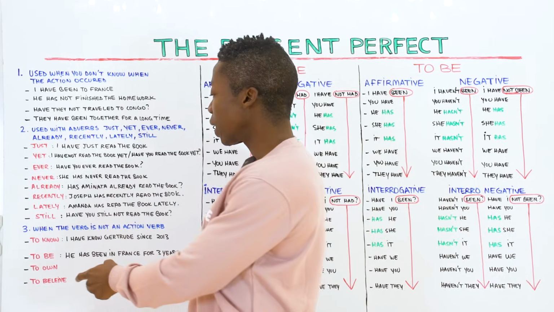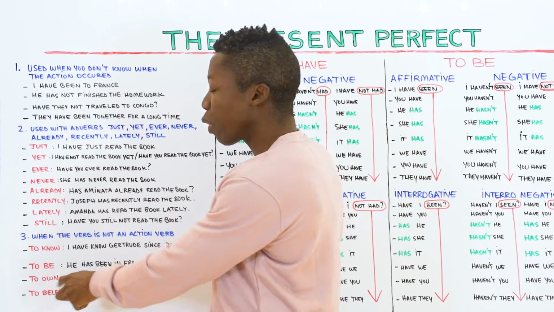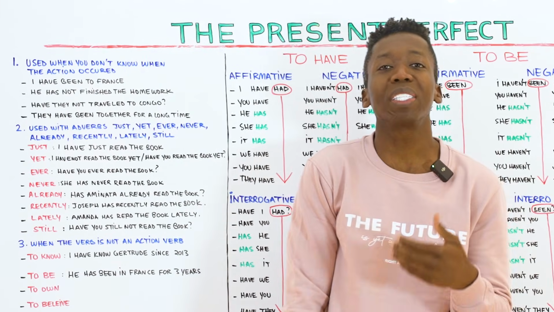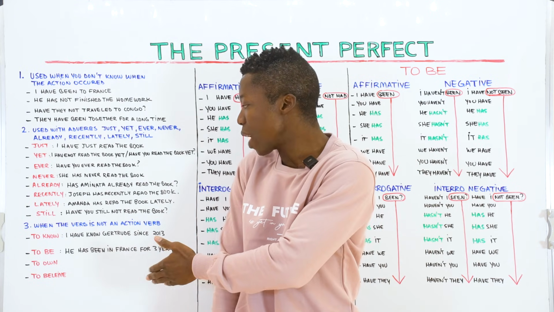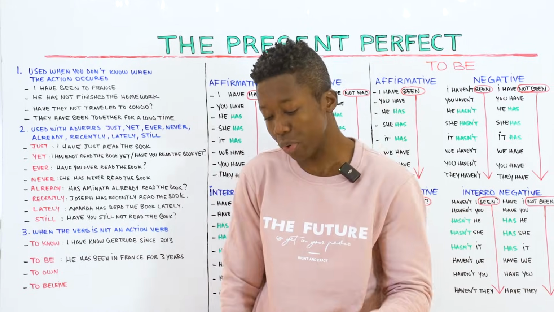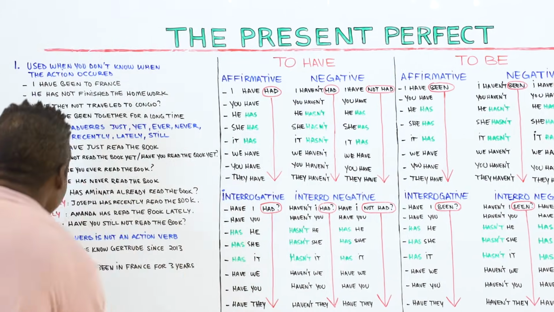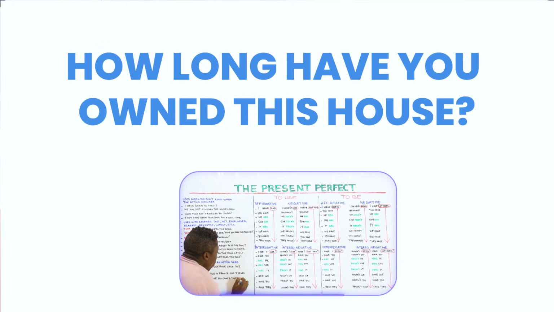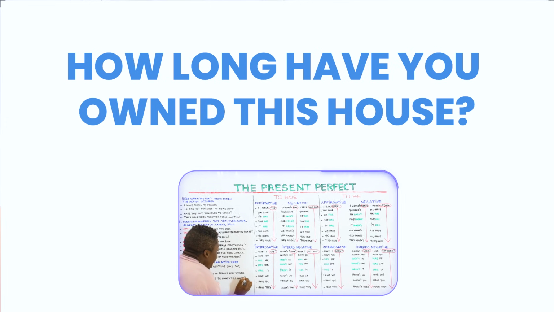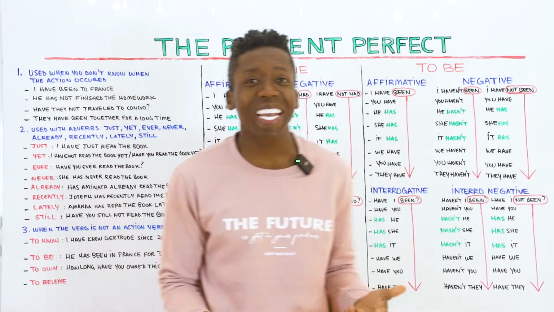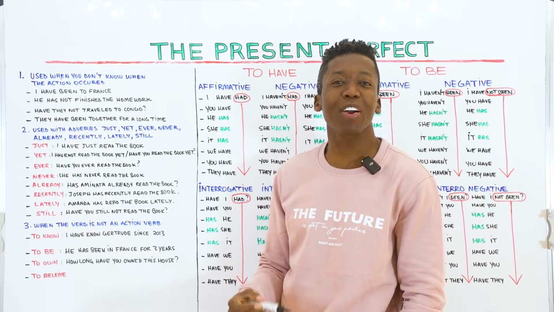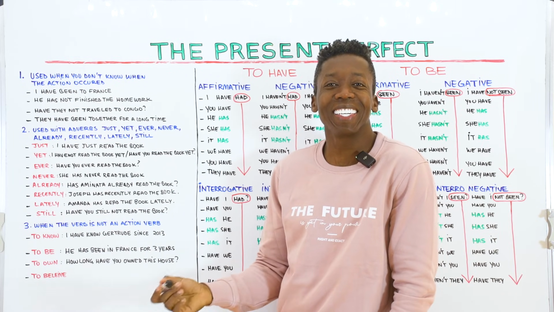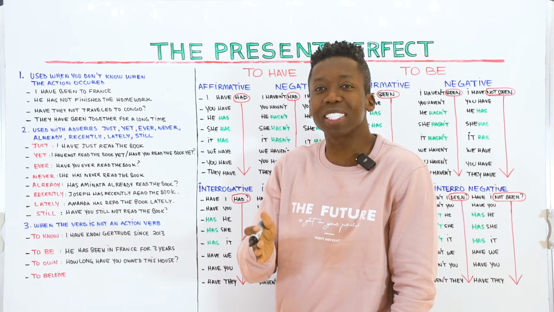Alright, so let's finish really quickly with the last 2 examples. The verb to own is also a stative verb. This is not an action verb. Okay, so you cannot conjugate this in the progressive form. Let's give you an example. How long have you owned this house? Here, you see that it cannot be in the progressive form. You cannot say, how long have you been owning this house? You own it one time and that's it.